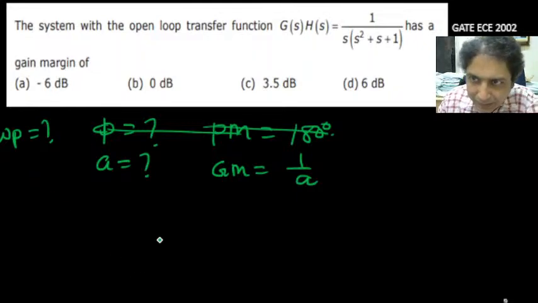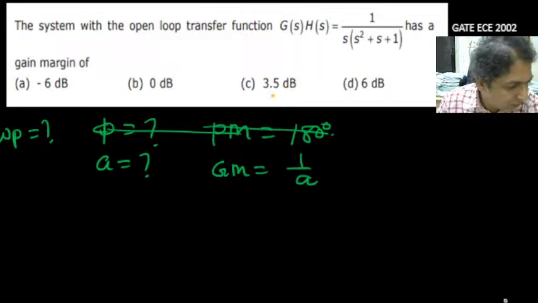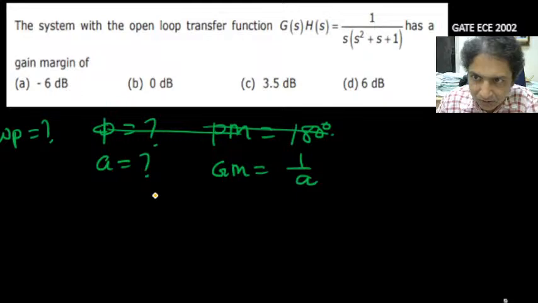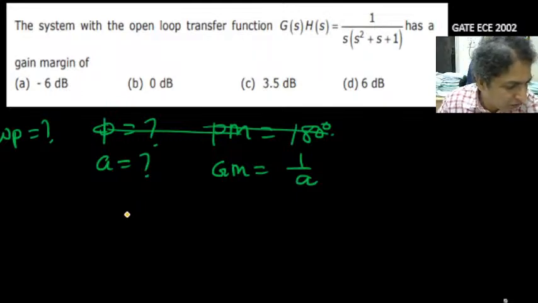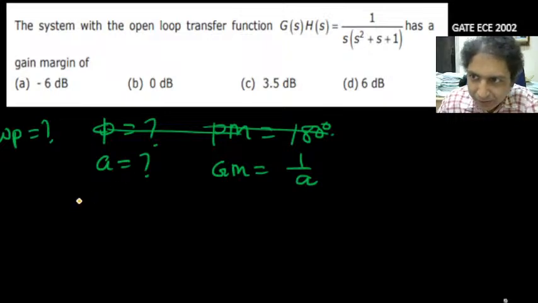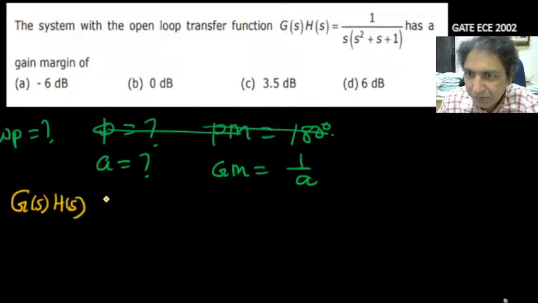So can you compute what is G(s)H(s)? You are saying 0 dB? Yes, it looks good, I think it will be 0 dB. So how to calculate this? Okay, now G(s)H(s) is 1 upon s into (s square plus s plus 1).